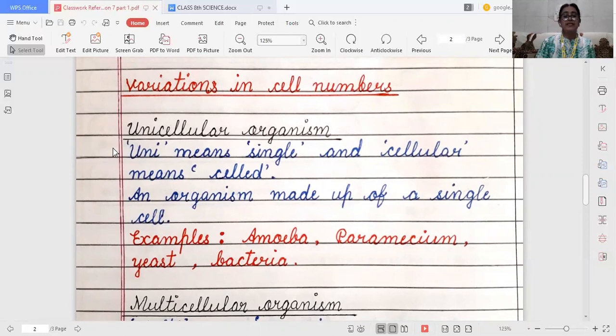And most common examples are the protozoans. All protozoans are unicellular organisms like amoeba, paramecium, euglena. And also, besides these protozoans, yeast is also there, and bacteria. These two are also unicellular organisms, means they are simply one or single celled animals.